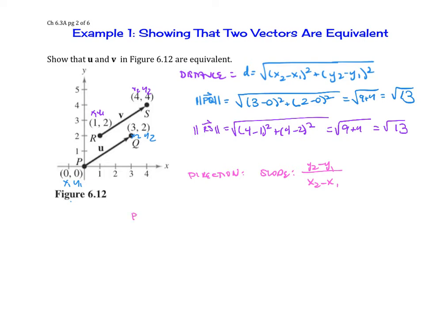So let's find the slope of segment PQ. That one's pretty fast. It's y over x, so that is 2 minus 0, which is 2, over 3 minus 0, which is 3. So that's the slope of PQ. And then let's look at the slope of RS. So that is going to be 4 minus 2 over 4 minus 1. So that's 2 over 3. So the slopes are the same, which means the direction is the same.